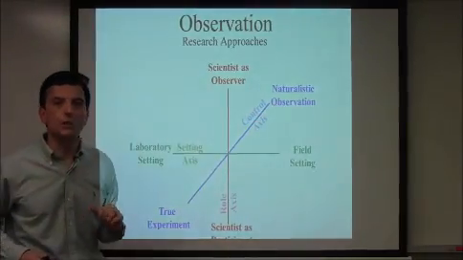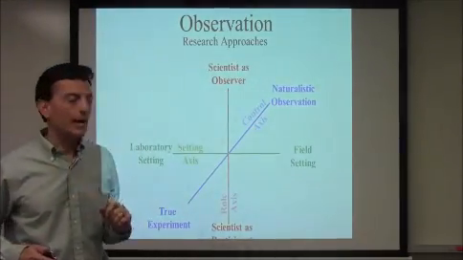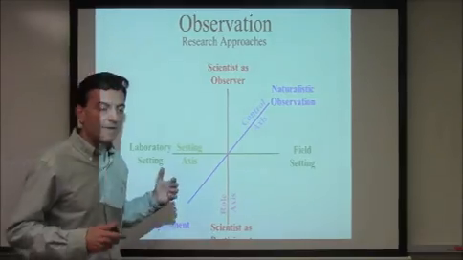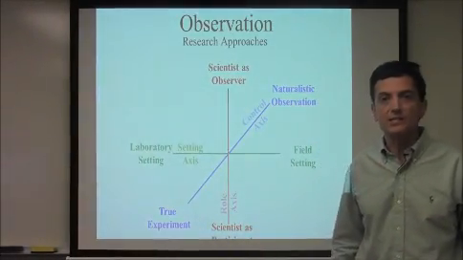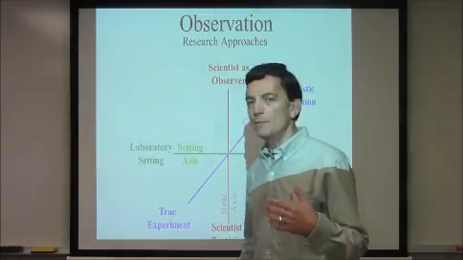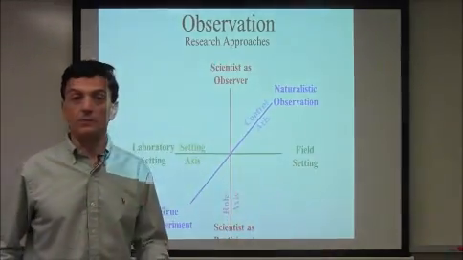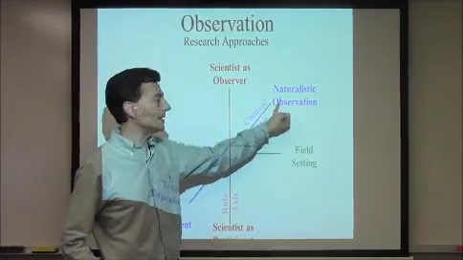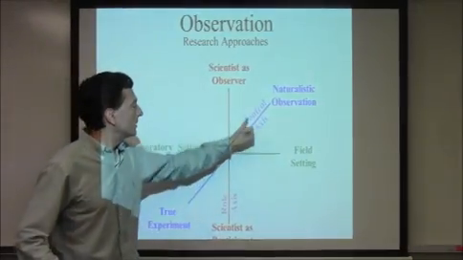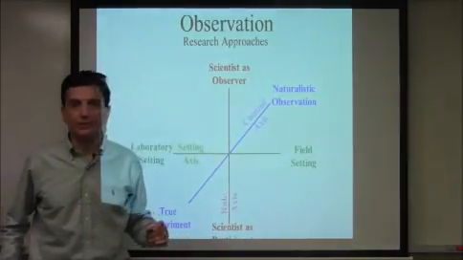We call this the control axis. And we call it the control axis because in a true experiment, we have complete control over an independent variable, a variable whose effect we seek to know, and specifically, we manipulate the variable whose effect we seek to know in a true experiment.